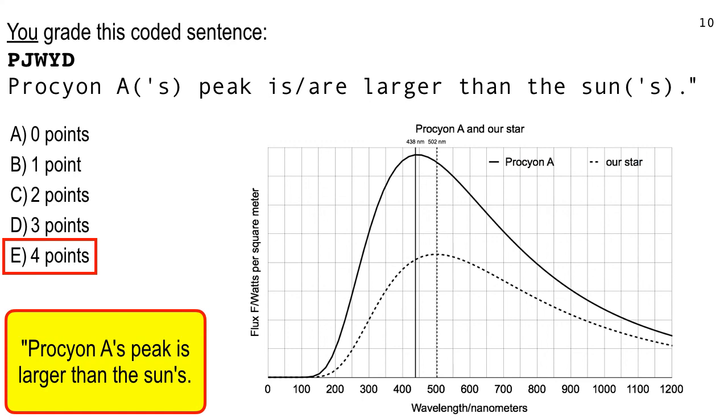And here's one way to look at it. This graph is the flux. The vertical axis shows you the number of watts per square meter. All right, so everything for Procyon A is above the sun. So no matter what wavelength you look at, watts per square meter is higher, therefore the temperature is higher. So it's a short answer, but it's a good one.